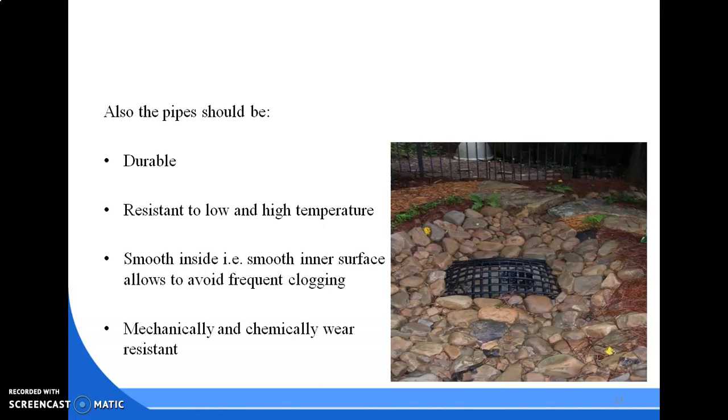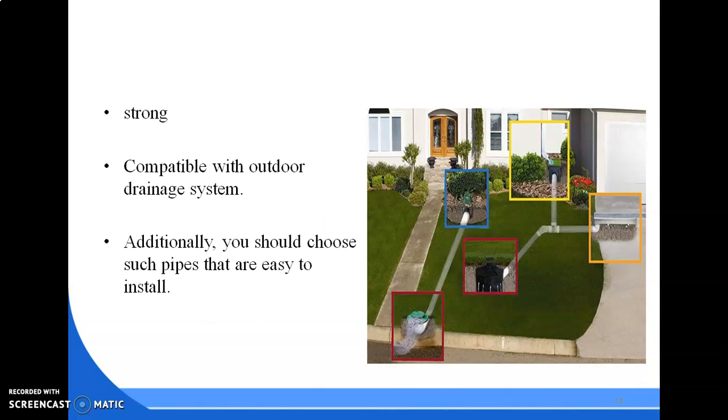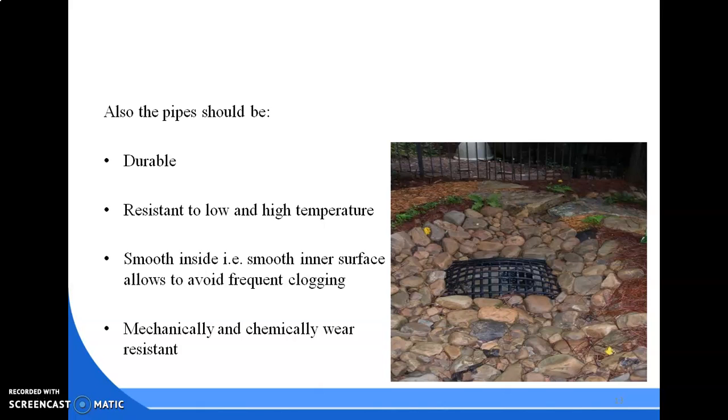Also the pipes should be durable, resistant to low and high temperature, then smooth inside, that means a smooth inner surface allows to avoid frequent clogging, mechanically and chemically wear resistant. The pipes must be strong enough. Then the pipes should be compatible with outdoor drainage system. Additionally, we should choose such pipes that are easy to install. Also economic. So these are some features of pipes which we have to take care of during choosing the sewer pipelines.